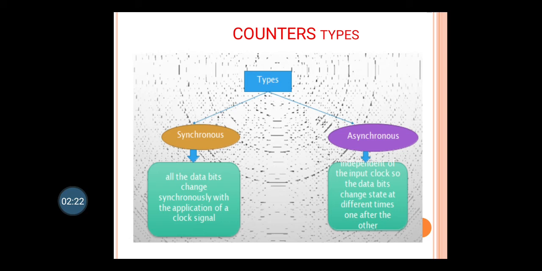In the synchronous counter, basically the clock signal is applied to all the flip-flops. T flip-flop is basically used in counters, so all T flip-flops are connected to the clock. But in the asynchronous counter, the clock is connected only to the first T flip-flop. The second flip-flop's clock is connected to the output of the first flip-flop. This is an indirect method of connecting the clock, and that is called asynchronous.